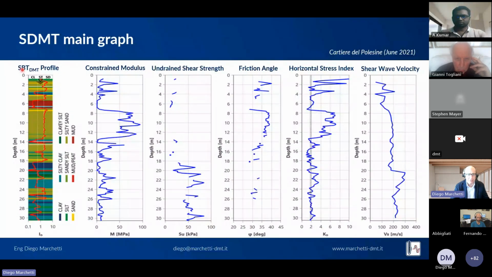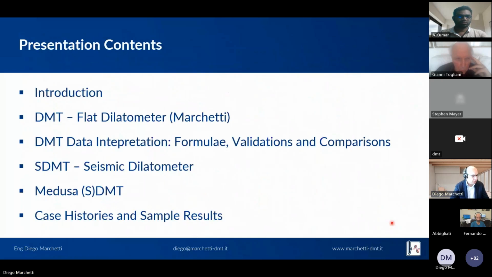So the stratigraphy in terms of soil behavior type with ID and the colored chart with depth. You see here the sandy layer with a higher modulus, then the undrained shear strength in the clay described layers, the friction angle in the sand described materials, and KD repeated for the stress history of the deposit, and the shear wave velocity. So to conclude this presentation, we have seen an introduction.